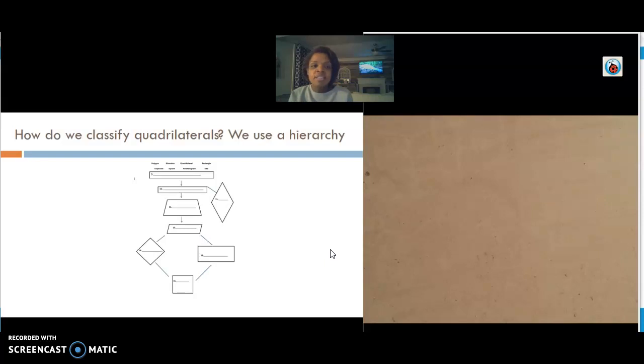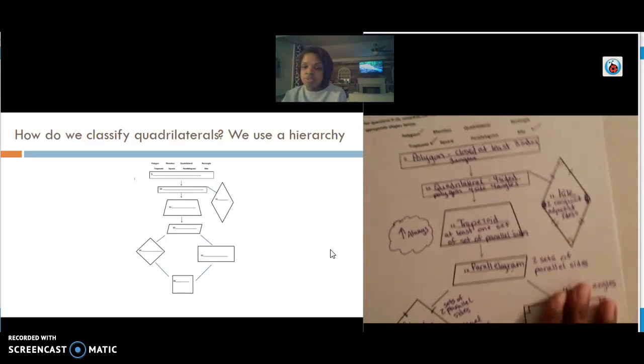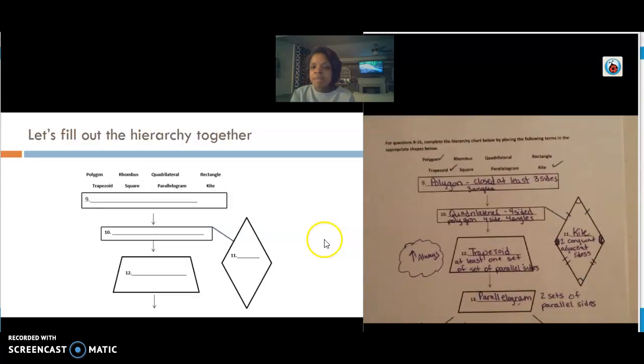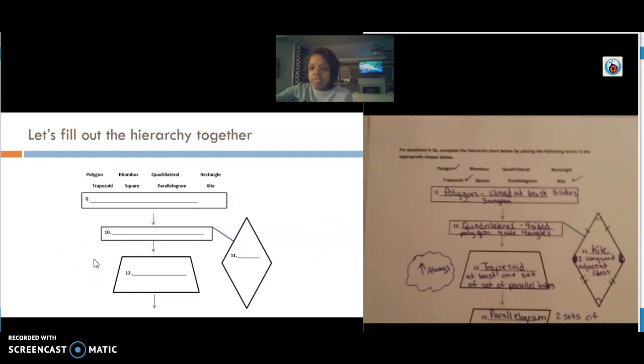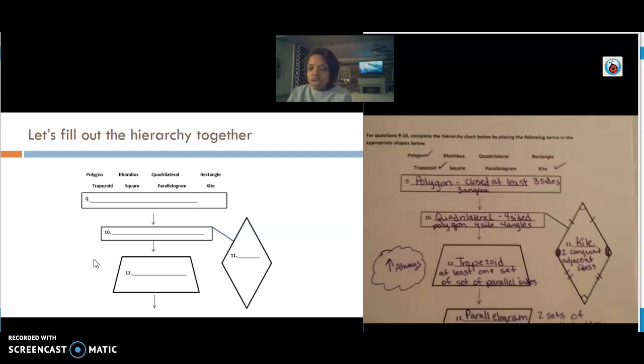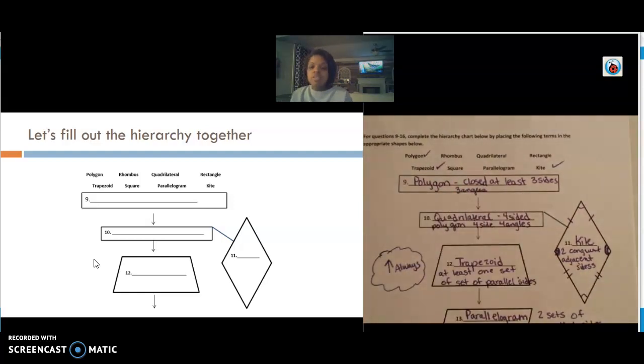So yesterday your assignment was to rewrite the hierarchy. So I'm going to pull out the hierarchy that we went over yesterday. I actually rewrote it myself, and we're just going to go through this step by step, okay? So the first part, we're going to kind of break it down. If you notice, we start with the largest classification, which is the most that it can hold.